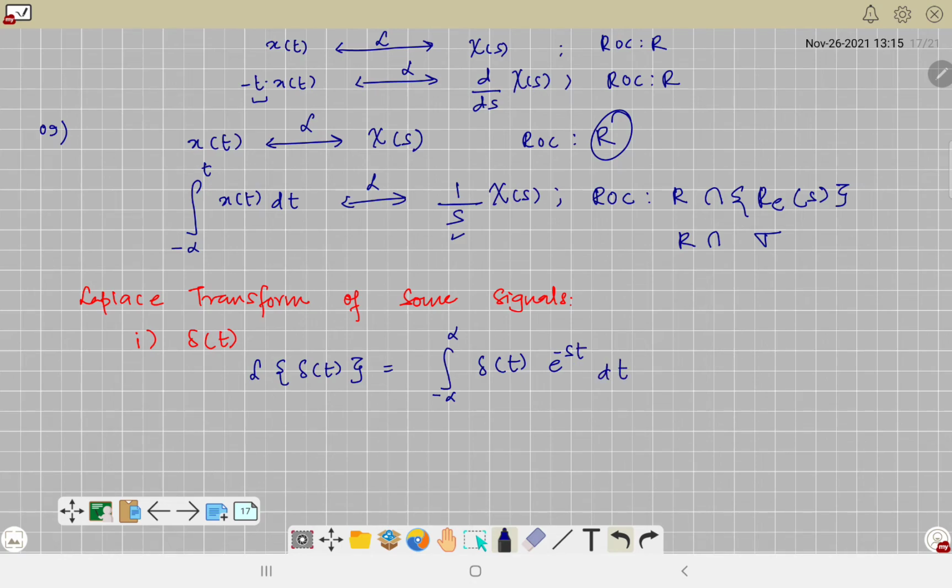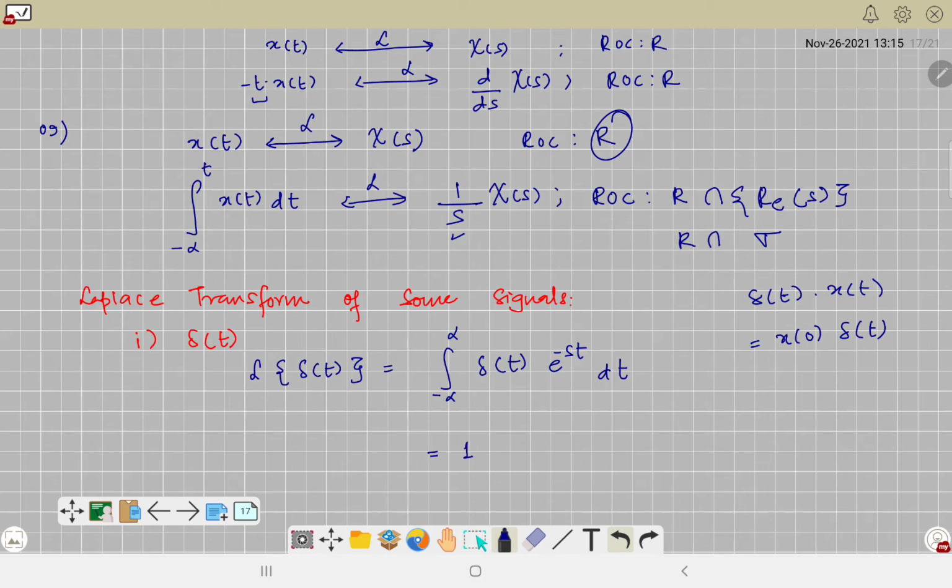So you know that it is basically equivalent to, because we have that typical property, if you multiply delta t by x of t, it is actually equivalent to x of 0 times delta t. You can use the same property and solve this integral, so it will be 1. Okay.